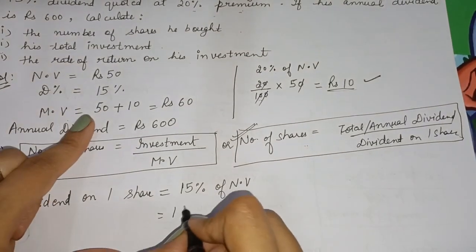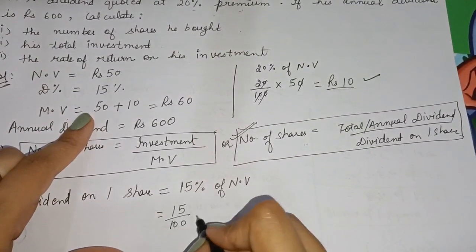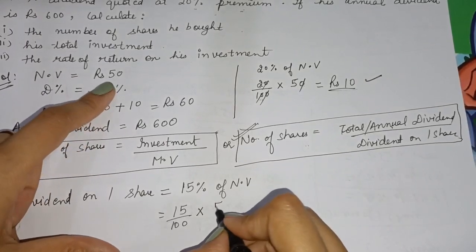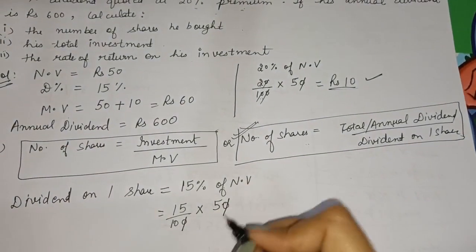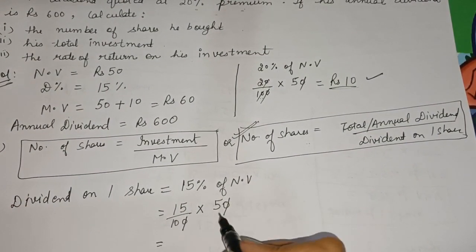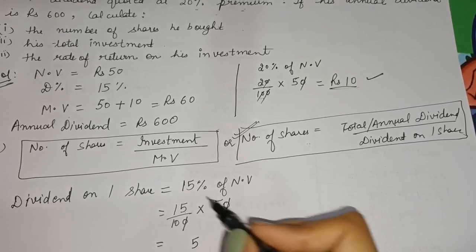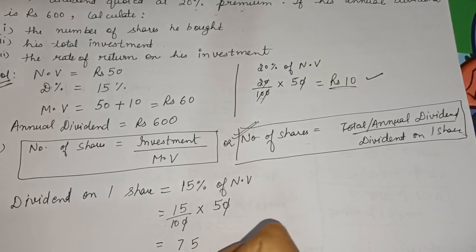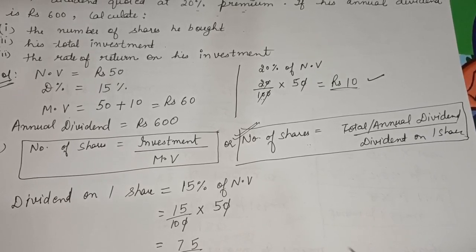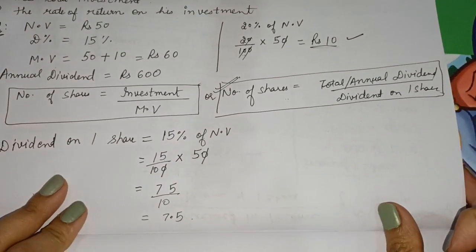Dividend percentage is 15. So 15 by 100, this percentage can be written as by 100, and of means multiplication. NV is 50. So 15 into 5, which we can further write as 5 into 5, 25, to 75 by 10. So 75 by 10 is equal to 7.5. So dividend on one share we got as 7.5.